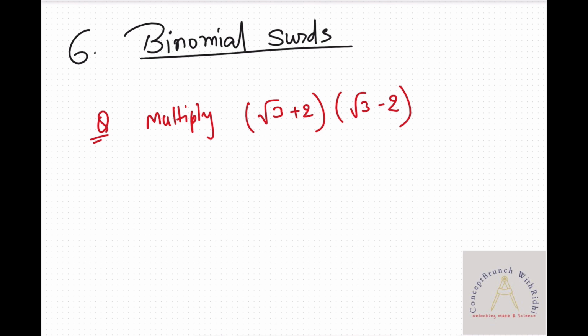Now let's look at the binomial surds. These can be tricky but follow similar rules to multiply binomials. Let's solve this example. First, multiply root 3 plus 2 times root 3 minus 2.